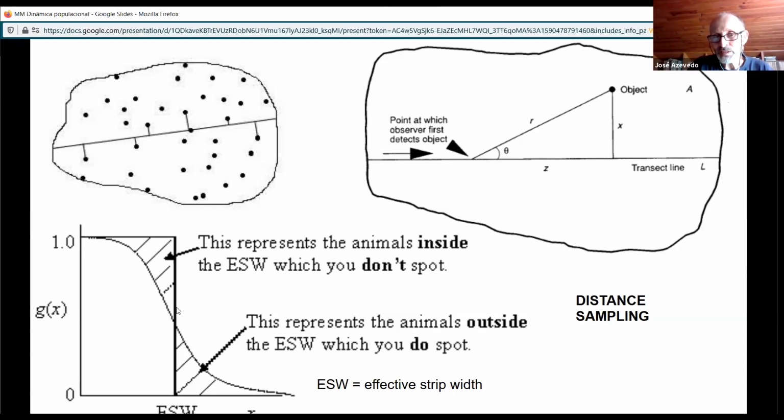let me see if I can explain this. You use the animals that you see at a distance to estimate the number of animals you didn't see close by, right? So basically, you look for what they call an effective strip width, and you use the numbers of animals that are beyond that effective strip to estimate the numbers that were inside the strip, but you didn't see. So it's an interesting mathematical technique that is widely used and makes use of all the information we have.